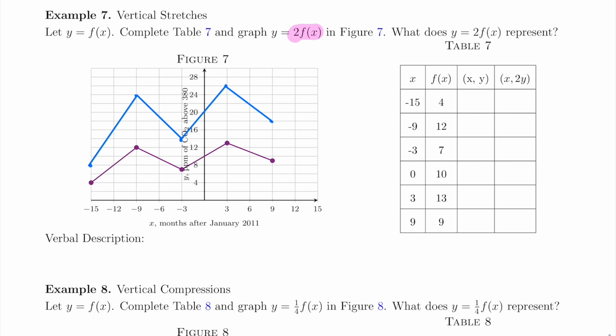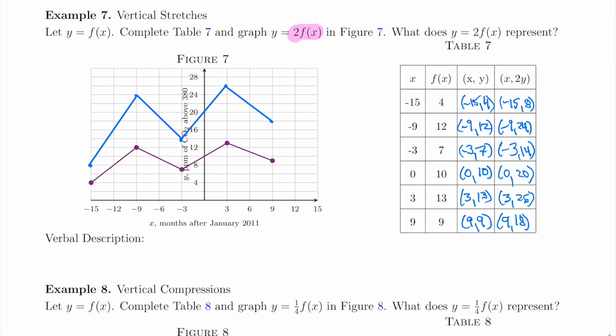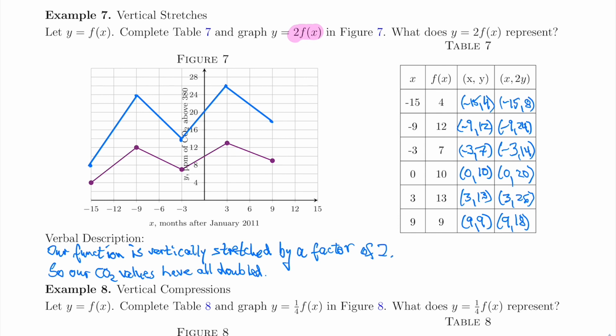So let's start by again making our usual points, because that's always where you want to start, by selecting certain points. So we'll keep doing that. And just like we did when we did it graphically, we leave the x unchanged and we multiply the y value simply by 2. So we can then say that our function has stretched by a factor of 2, and so our carbon dioxide values have all doubled all across the board.